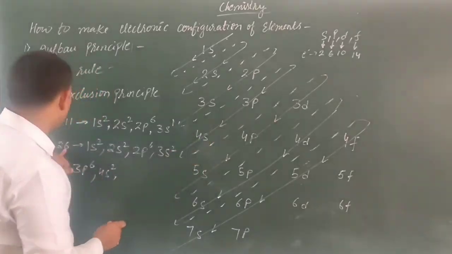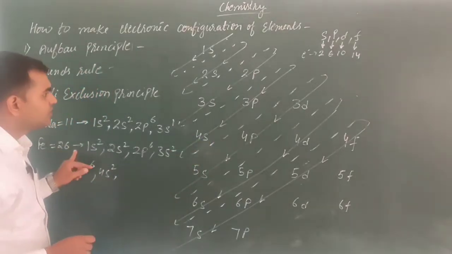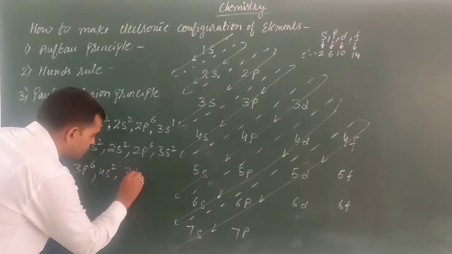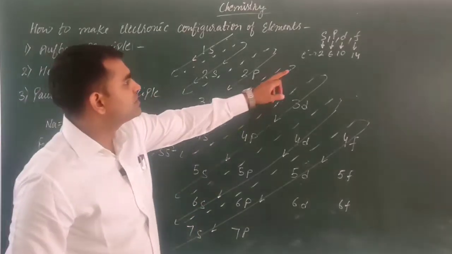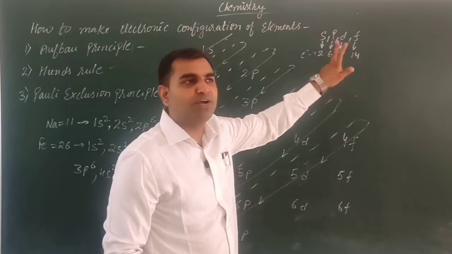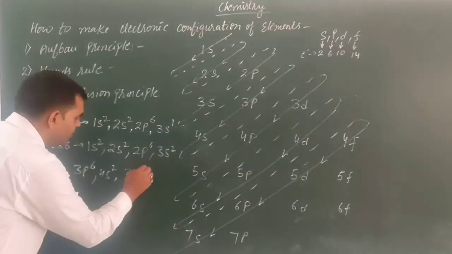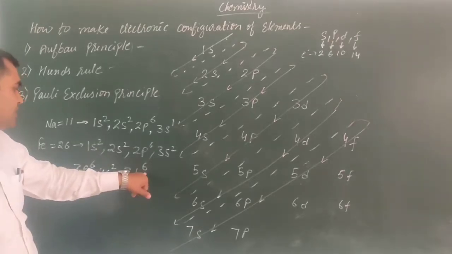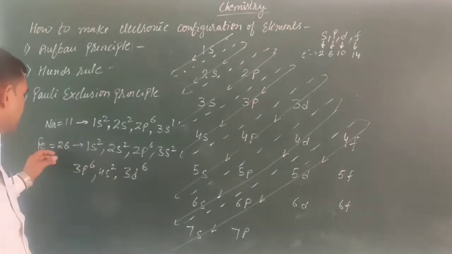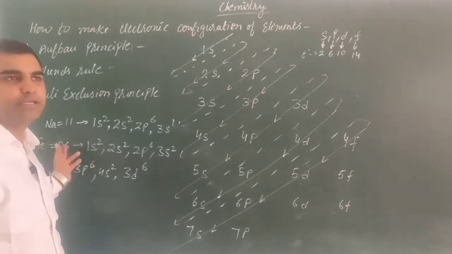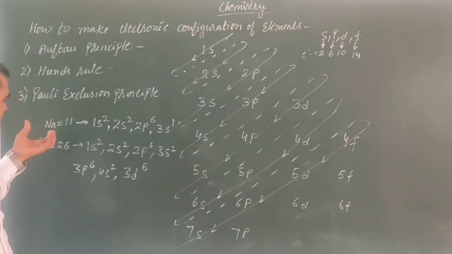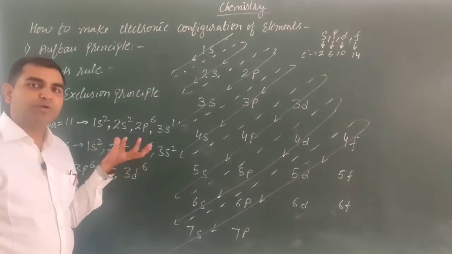Now we required only 6 electrons, and after 4s we have 3d. So in 3d, the d subshell can have 10 electrons, but we required only 6 electrons, so we will write here 6. Now you can count the total number of electrons. These are equal to 26, and this is the required electronic configuration of iron. So like this you can easily make the electronic configuration of any element.